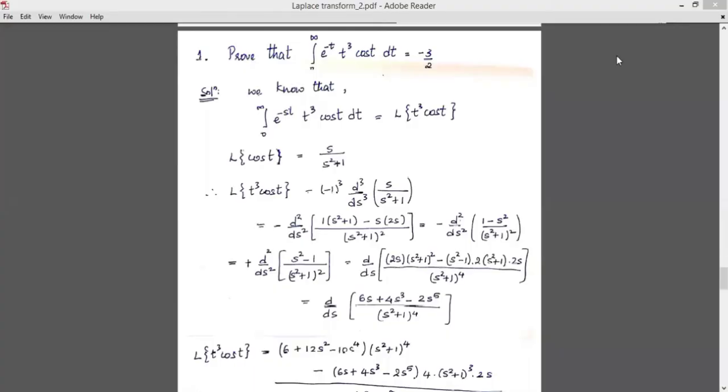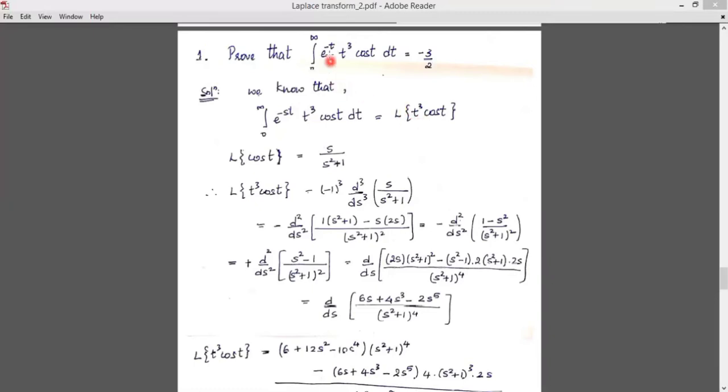Prove that the integral from 0 to infinity of e^(-t) t^3 cos t dt is equal to -3/2. We know that the integral from 0 to infinity of e^(-st) t^3 cos t dt is equal to the Laplace transform of t^3 cos t. According to the definition of Laplace transform, the integral of e^(-st) f(t) dt is the Laplace transform of f(t). In place of f(t), I am having t^3 cos t. So it is the Laplace transform of t^3 cos t.